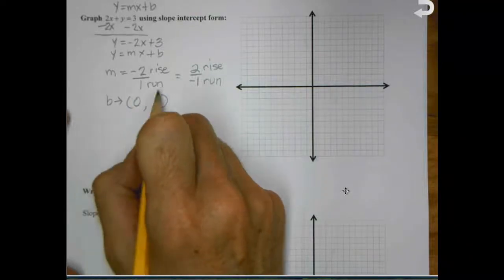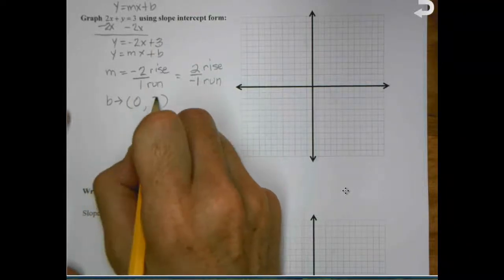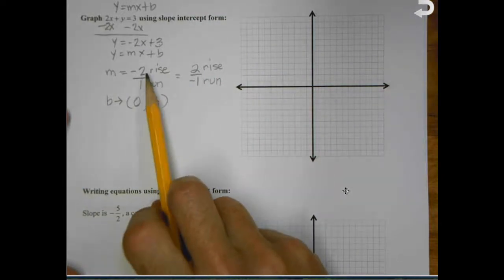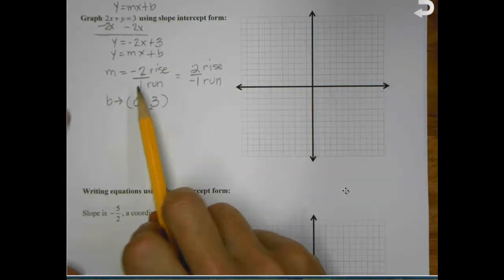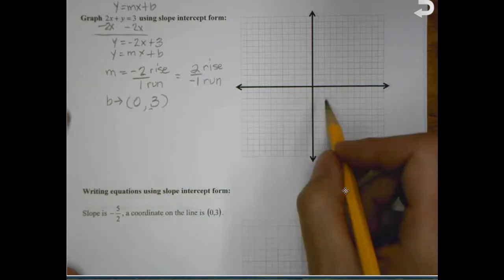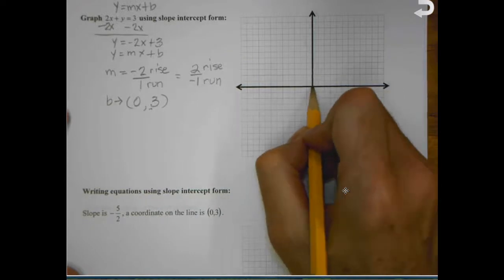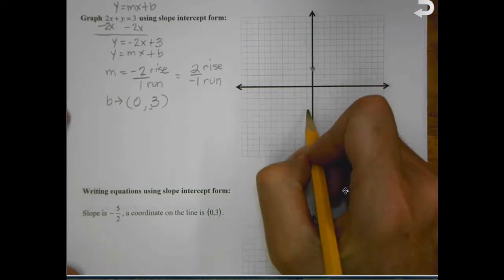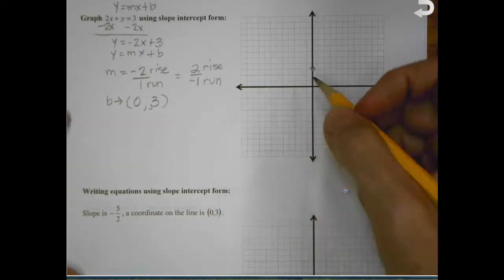It's 0 comma, the b is a 3. So I have a known point of (0, 3), and I have a rise of -2, a run of 1, or a rise of 2, a run of -1. Now if I go to (0, 3), 0 in the x direction, 1, 2, 3 in the y direction, that is on my y-axis, so I can verify that is my y-intercept.